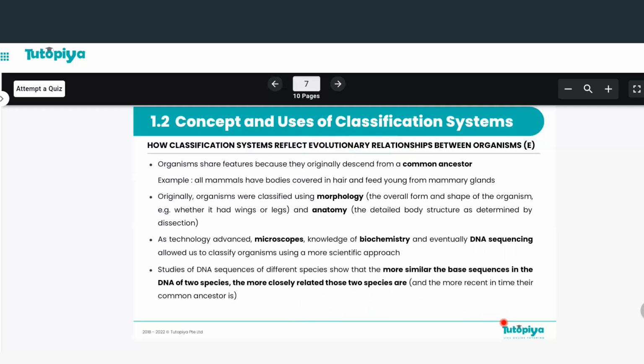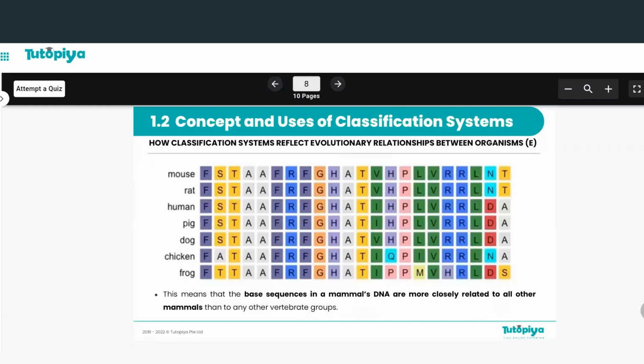All right. So let's take a look at an example, which is given here in the next slide. So given here are the DNA base sequences of a few vertebrates. You can see that they've given the base sequences of a mouse, rat, human, pig, dog, chicken, frog. This is just part of their DNA, right? So all these organisms, we know these are all vertebrates.